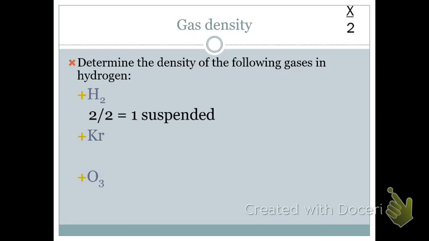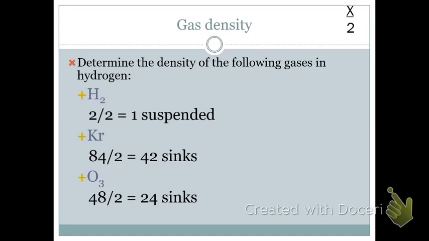But if I look at krypton, krypton has a molar mass of 84. 84 divided by 2 is equal to 42. That's greater than 1, so I know that krypton gas is going to sink in the presence of hydrogen. And ozone, which is O3, has a molar mass of 48. If I divide that by 2, that's 24. So that tells me the ozone is also going to sink in the presence of hydrogen. That is the hydrogen standard.